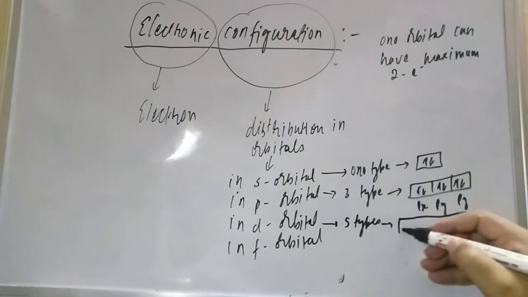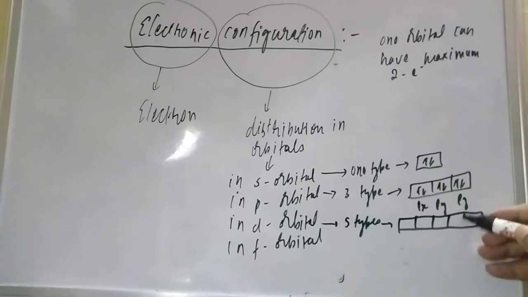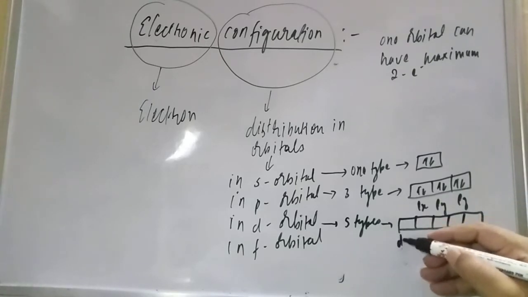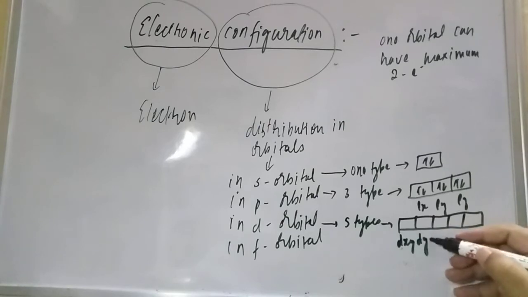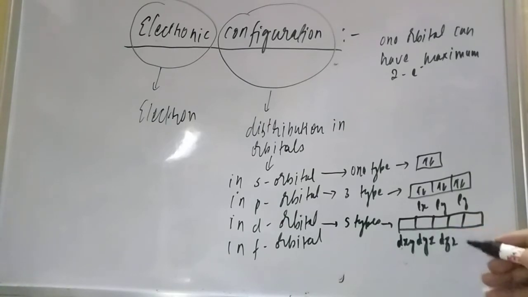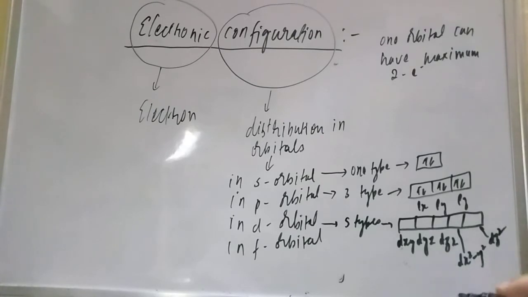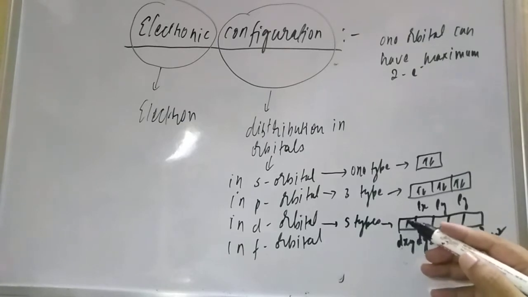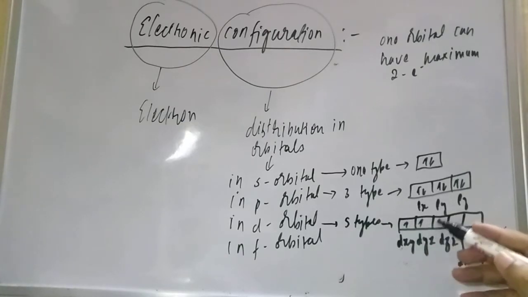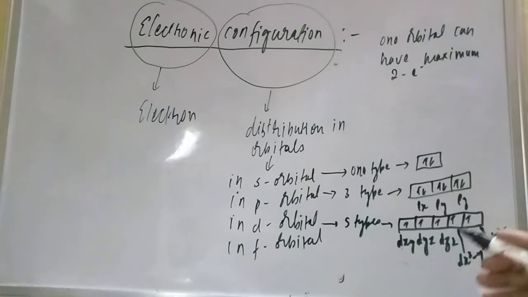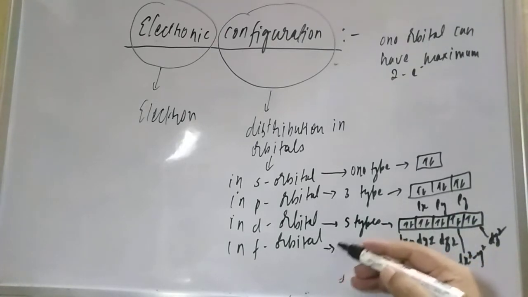You can check it, student: 1, 2, 3, 4, 5. The names are dxy, dyz, dzx, dx square minus y square, and finally dz square. The names are not important, student; we will study the names in detail later. So how many electrons are possible? 1, 2, 3, 4, 5, then 6, 7, 8, 9 and 10. So 10 electrons maximum.